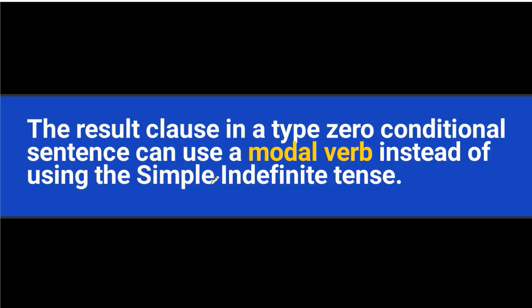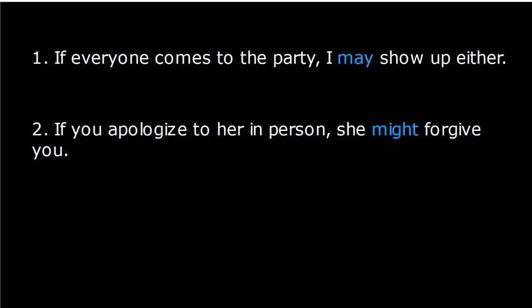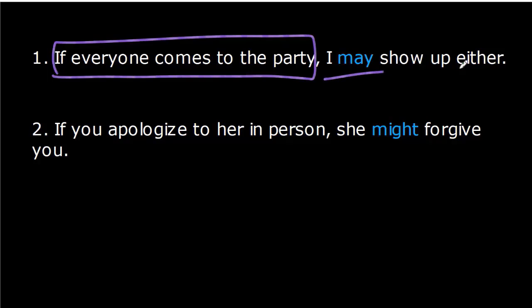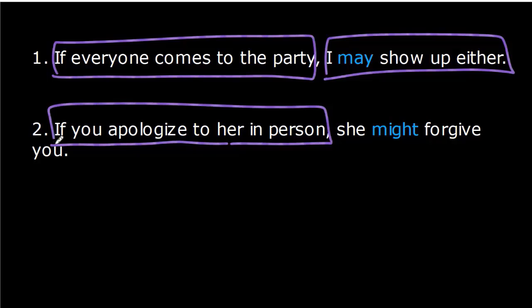Now, the result clause can also use a modal verb instead of the simple present tense. All right. Let me show you some examples. If everyone comes to the party, if this happens, I may show up either. I may, right? If everyone comes to the party, I may show up. This may happen. This doesn't happen. I might do this, all right? If you apologize to her in person, if you do this, she might forgive you. This might happen, right? So this is also possible.